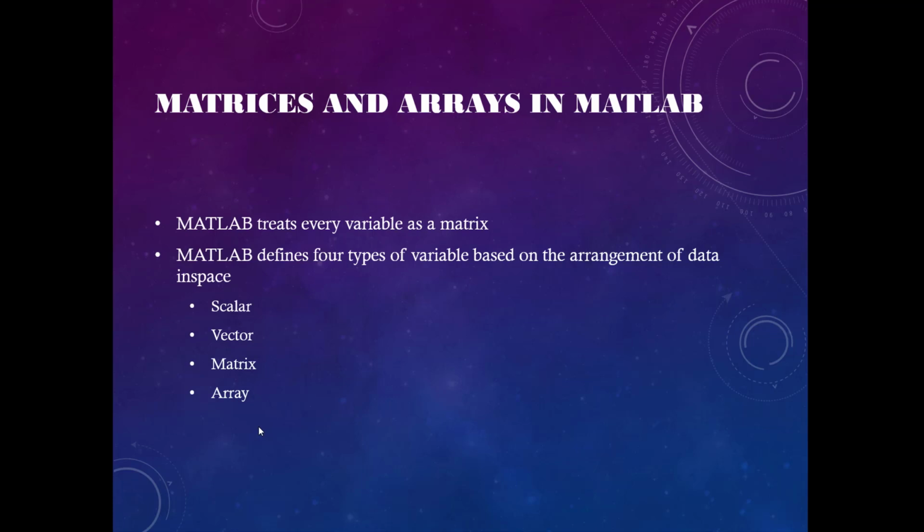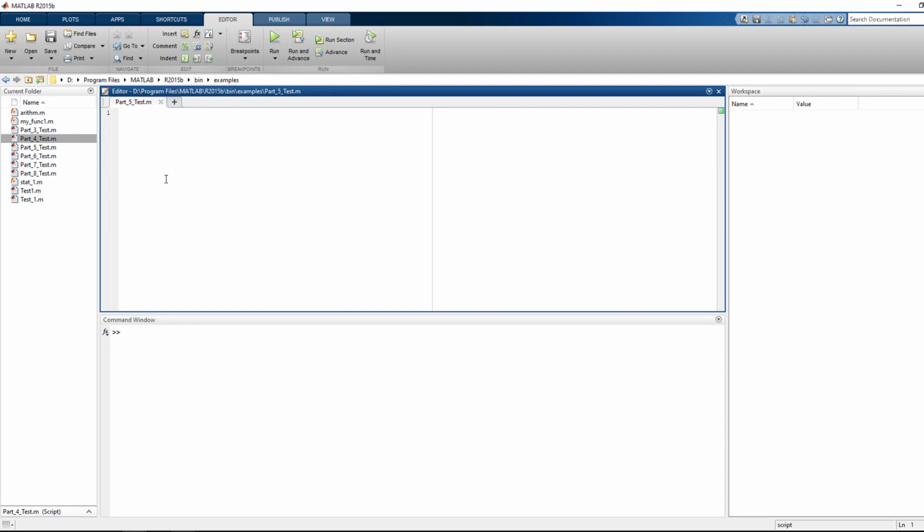Matlab mainly defines 4 types of variable based on the arrangement of data. Those types are scalar, vector, matrix and array. So let's go through each and every one. Let's go to my Matlab. Here, let us take the scalar.